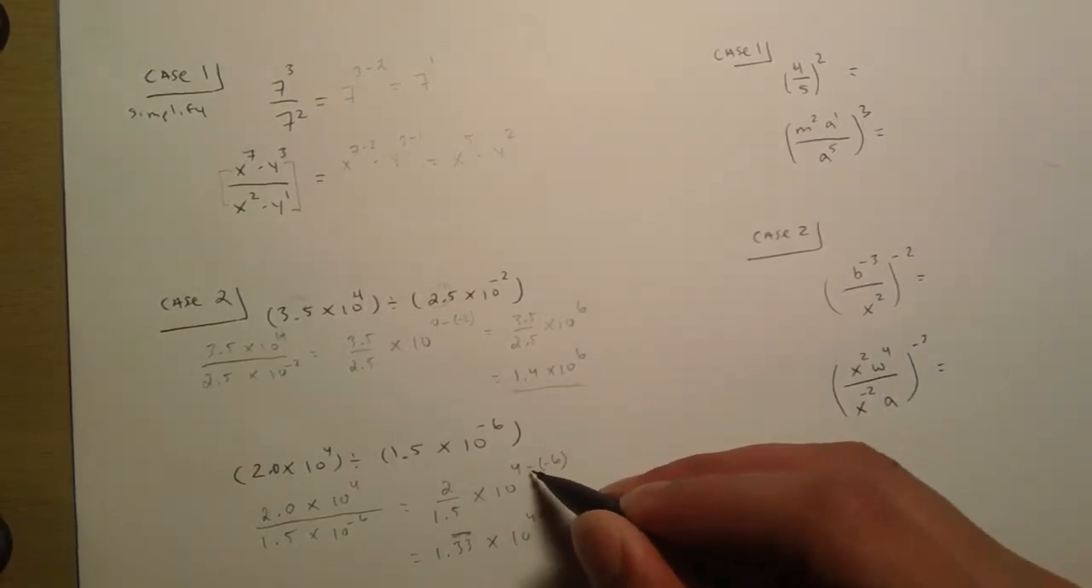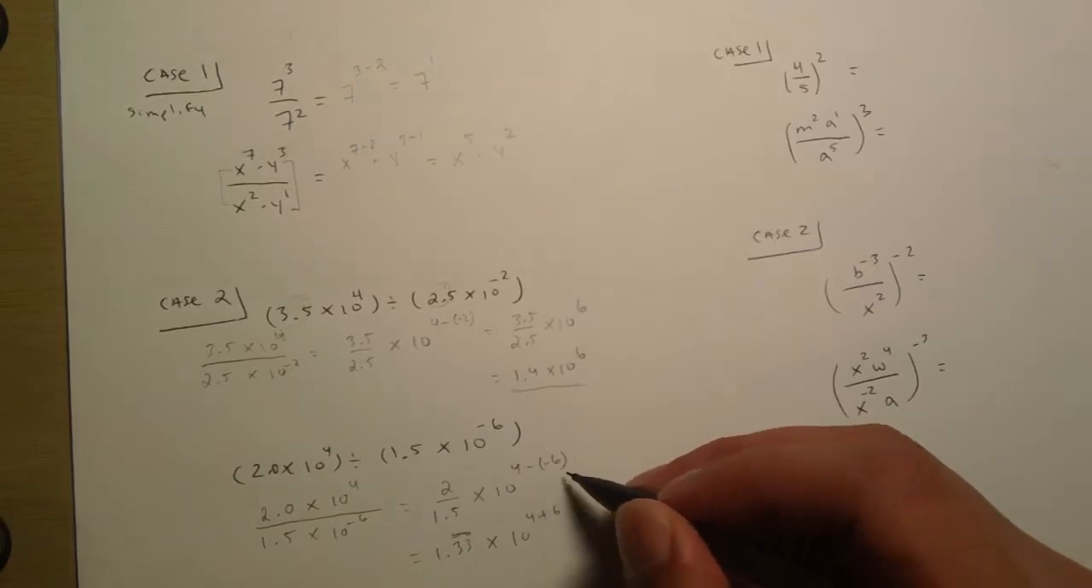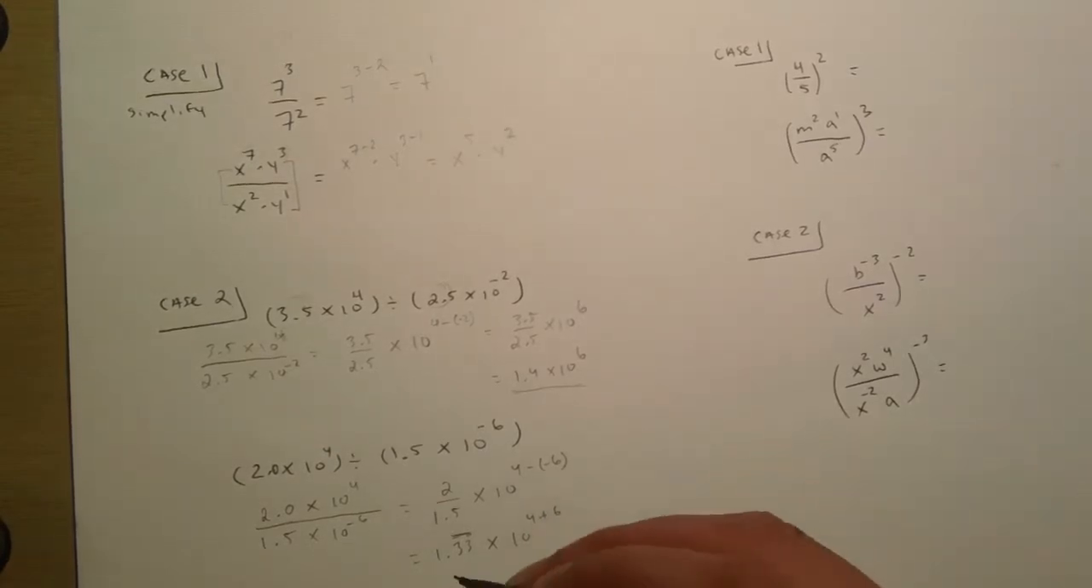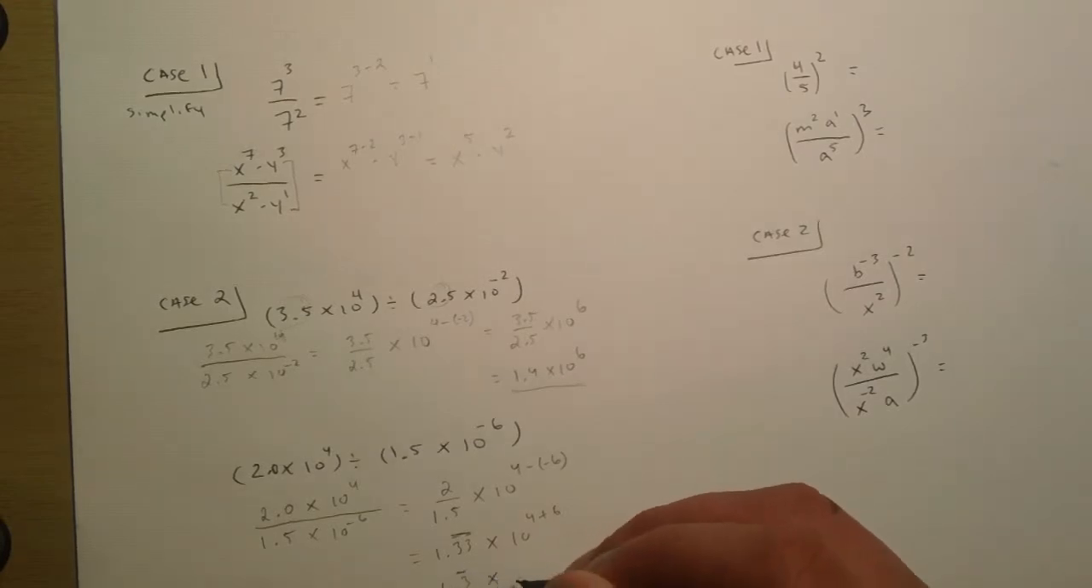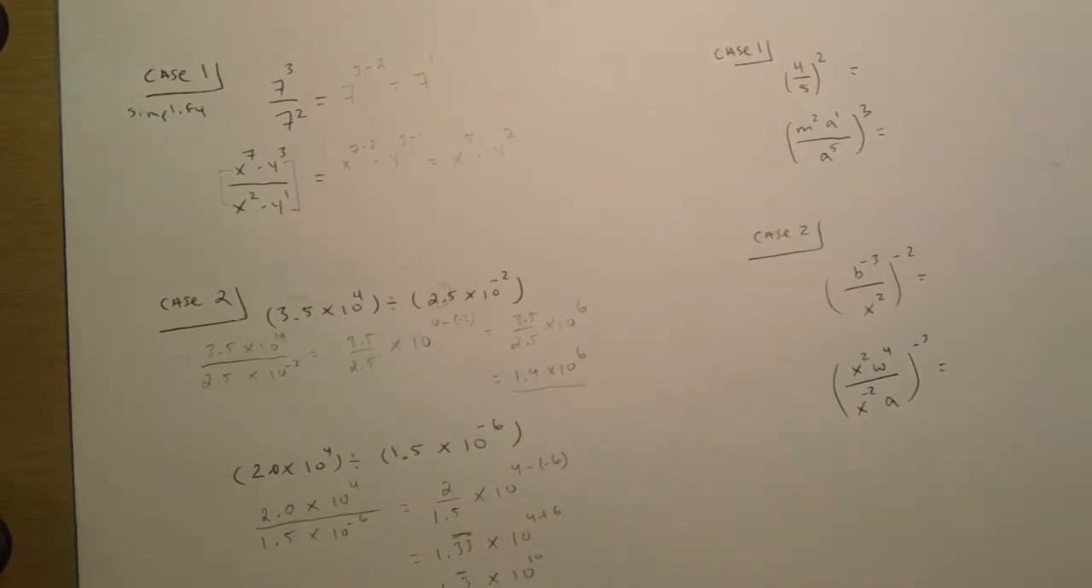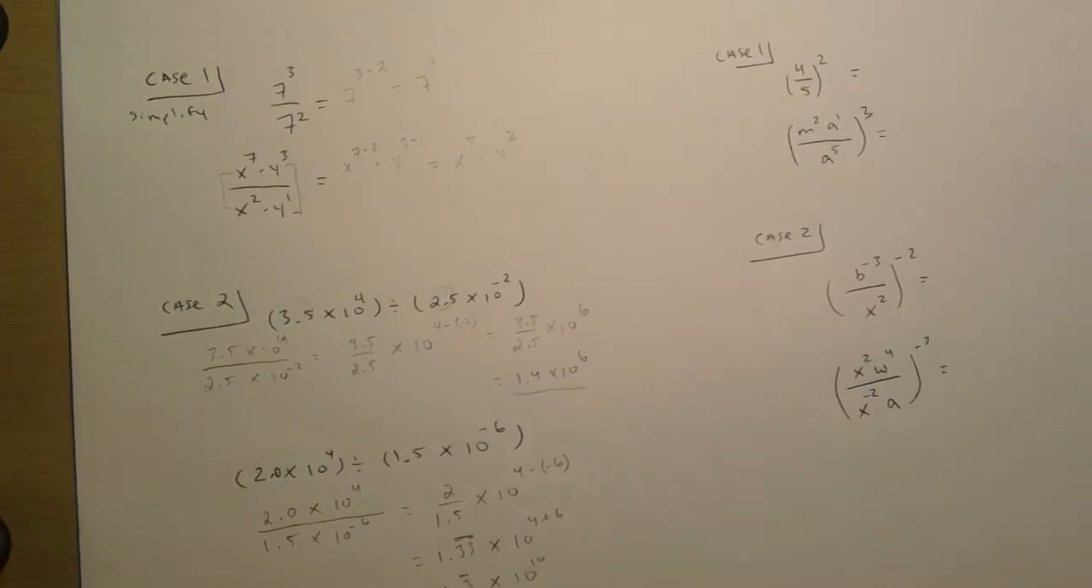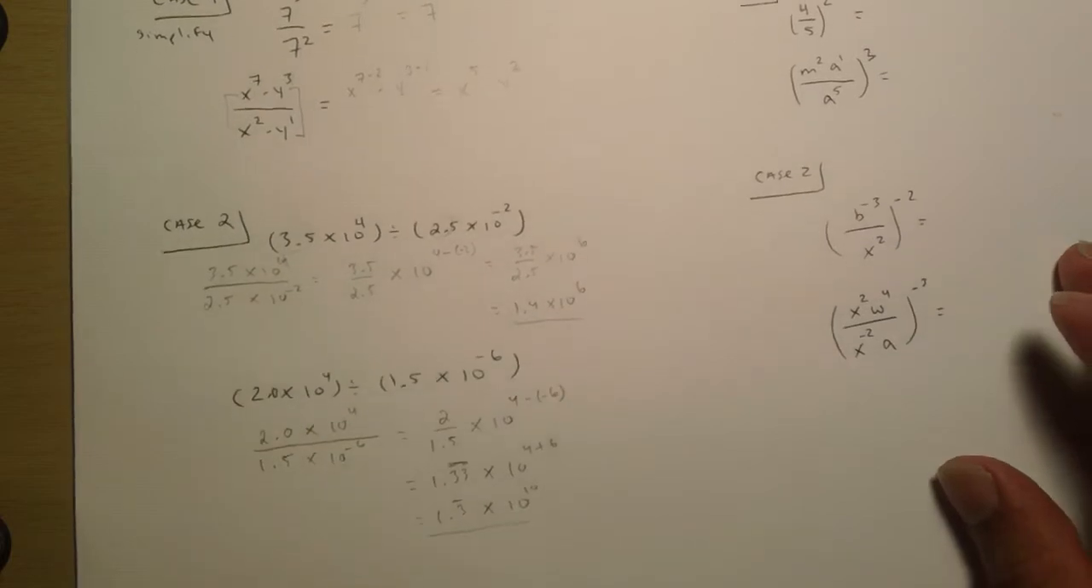So don't forget, whenever you're subtracting a negative number, it turns into positive. So our final answer will be 1.3 repeating times 10 to the 10. And that will be our answer in scientific notation. Hopefully everybody can see that.